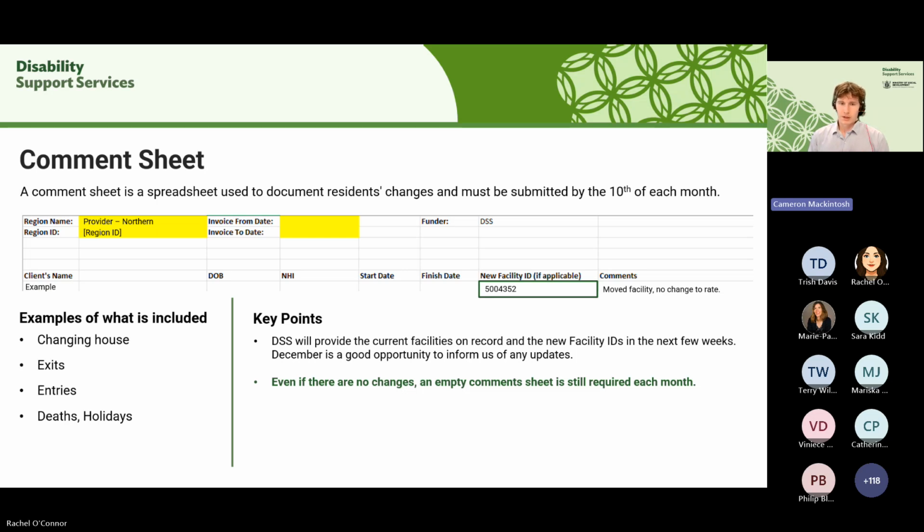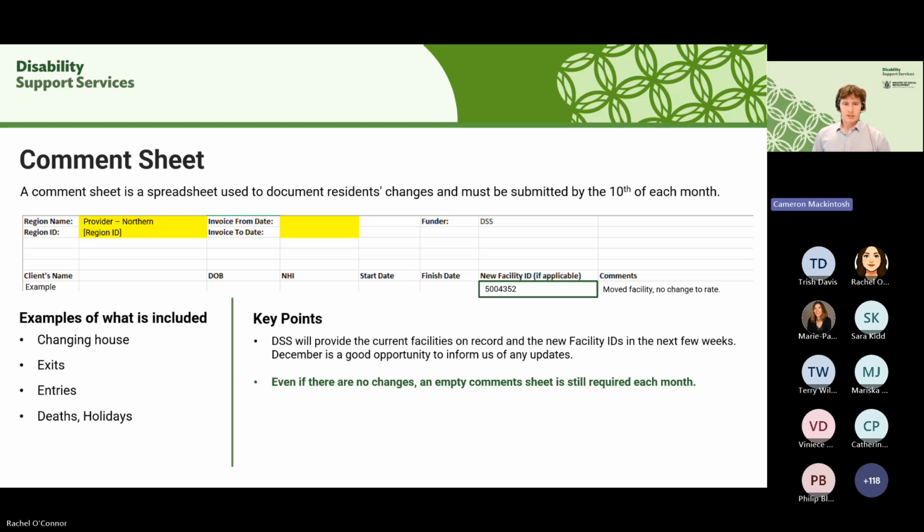But I do want to call out that no rates can be changed unless it's been processed through the NASC, which means that while you can put it in this comment sheet when it is confirmed by the NASC, we can't change the rate until that eligibility has come through from the NASC.